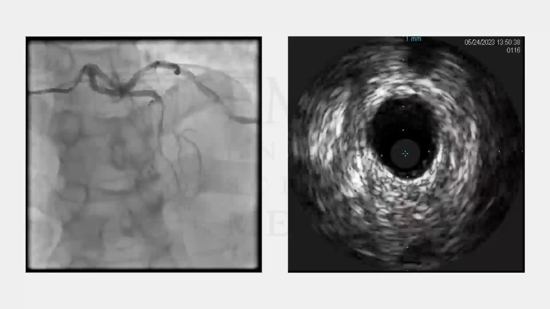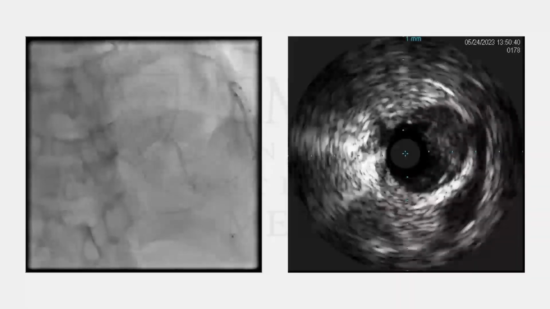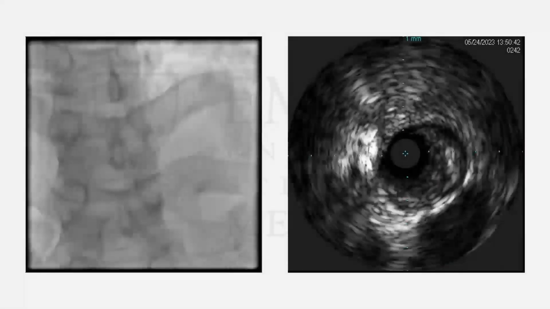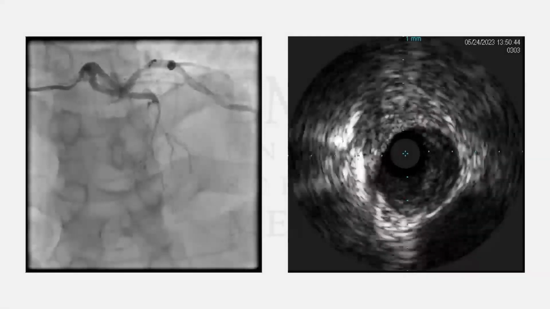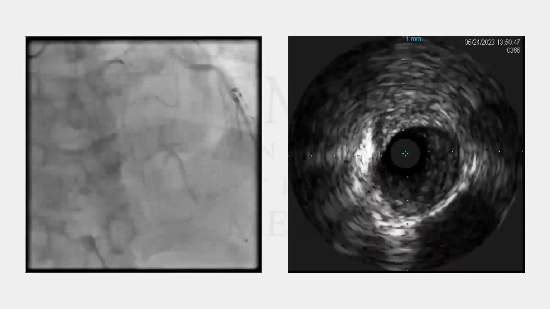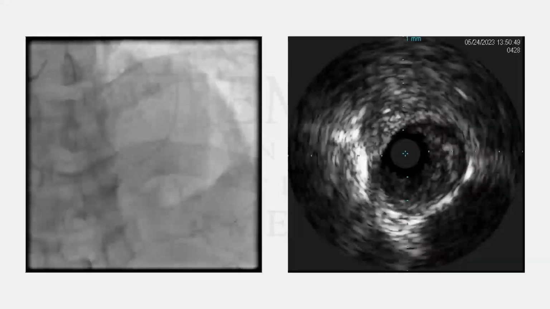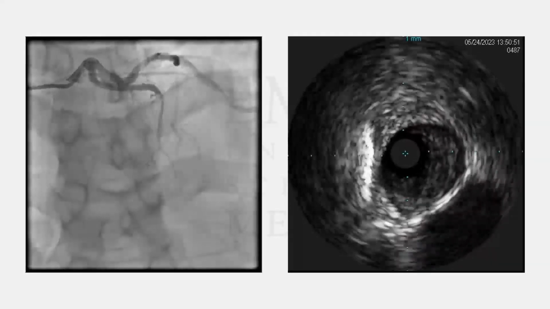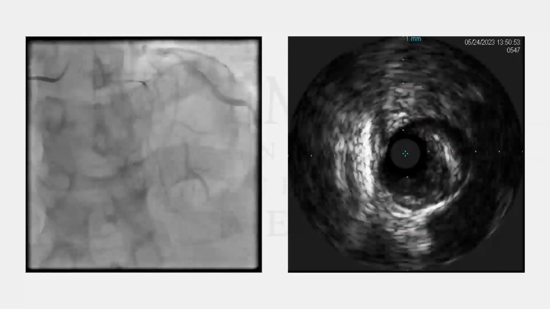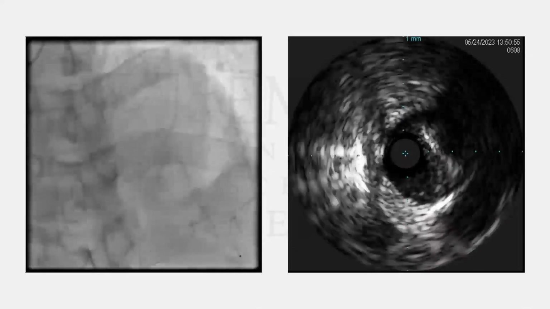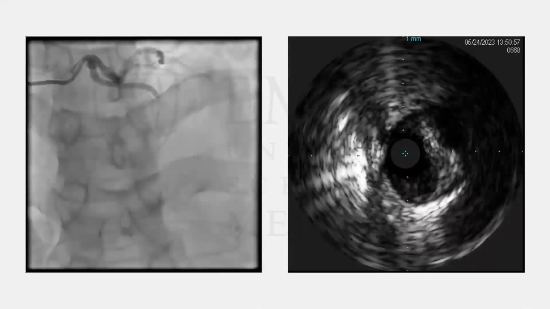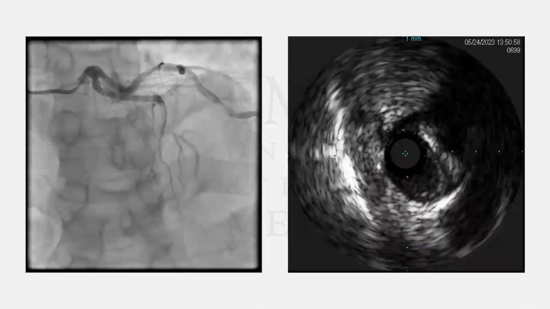Upon reevaluation of the left coronary with a diagnostic catheter, there was acute dissection of the mid-LAD with poor distal flow. At this point, we also used IVUS to confirm the SCAD. Given the acute chest pain likely due to active ischemia and the poor distal flow, the decision was made to stent the LAD.